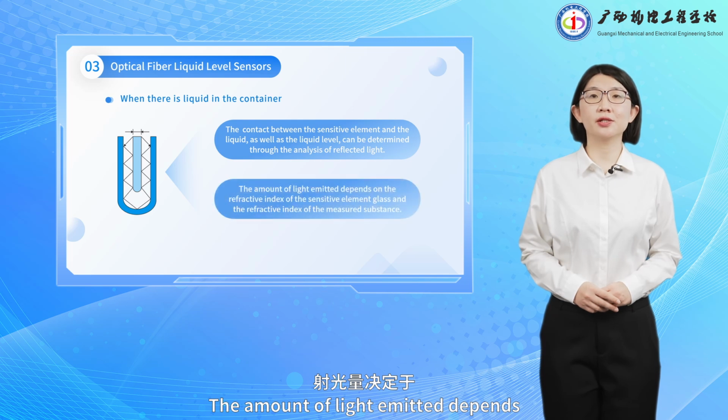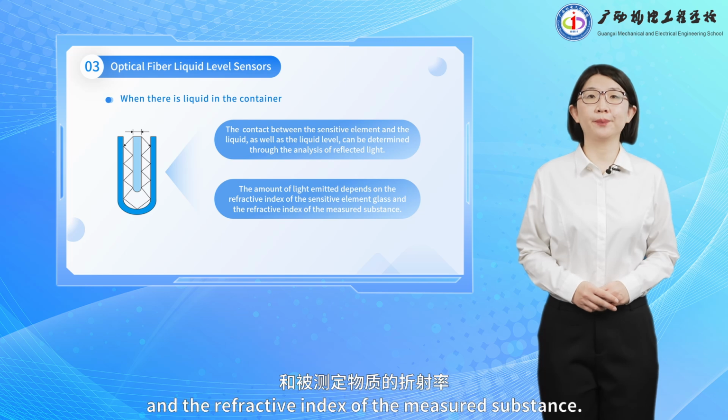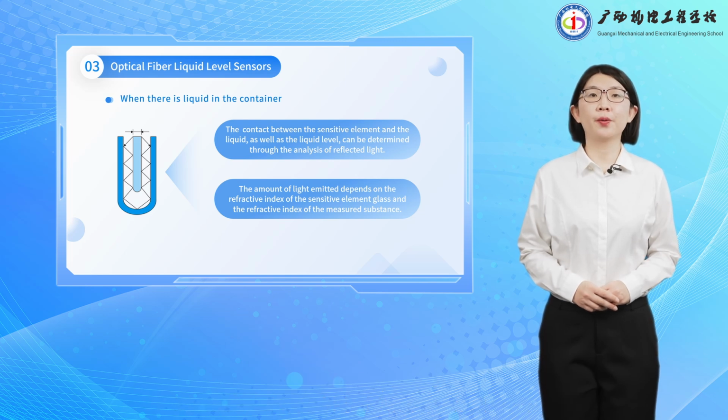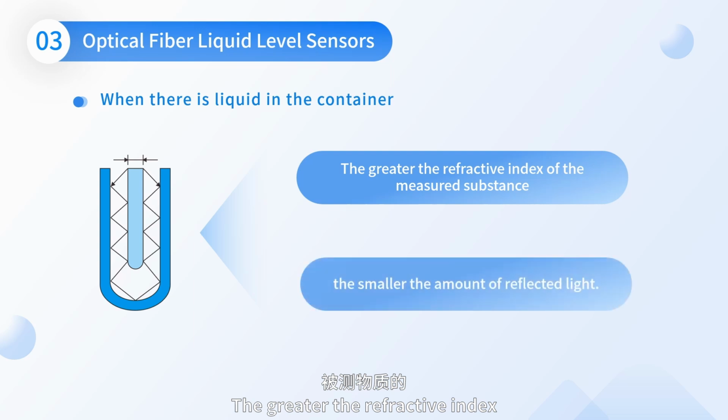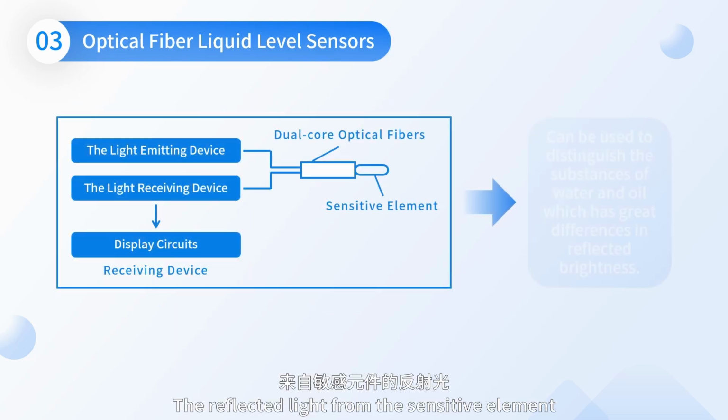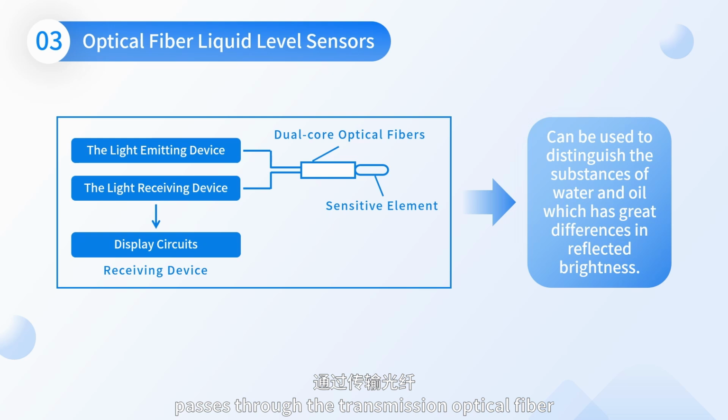The amount of light emitted depends on the refractive index of the sensitive element glass and the refractive index of the measured substance. The greater the refractive index of the measured substance, the smaller the amount of reflected light. The reflected light from the sensitive element passes through the transmission optical fiber, and photovoltaic conversion is made by the phototransistor of the light receiving device. This method can be used to distinguish the substances of water and oil, which have great differences in reflected brightness.